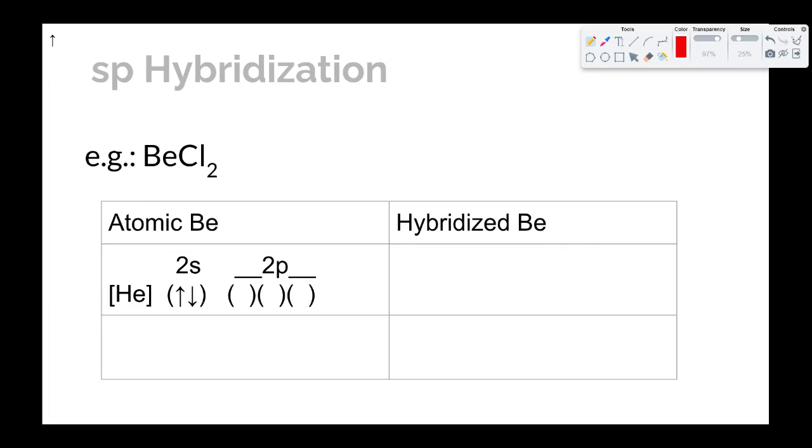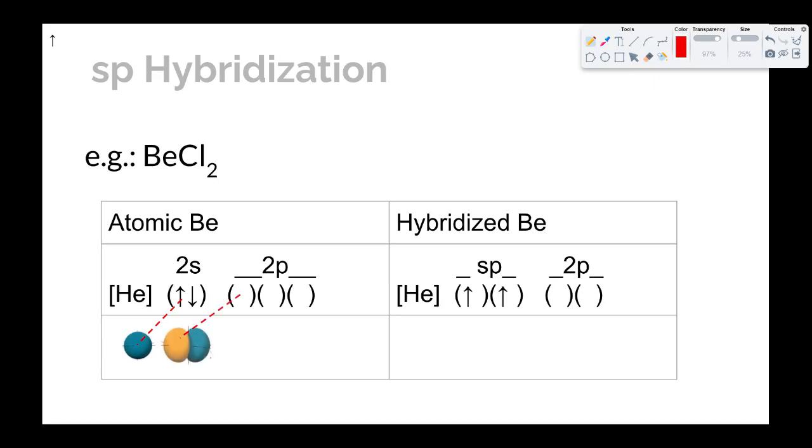So in BeCl2, the atomic orbital notation is 2s full and then no electrons in 2p at all. But we see from the fact that BeCl2 exists that beryllium has to have the ability to share electrons in 2 different spaces. So the hybridized model is that the s and one of the p's are going to make this other kind of orbital, and the 2 electrons that are in the 2s, they're going to each be in one of these hybridized sp orbitals, and then 2 of the 2p orbitals are going to just remain unhybridized.